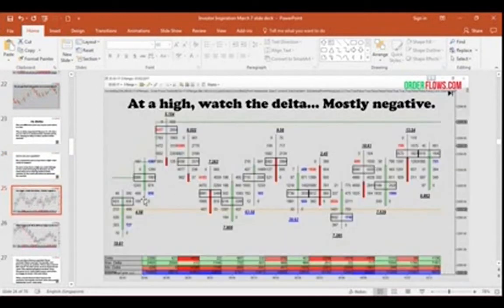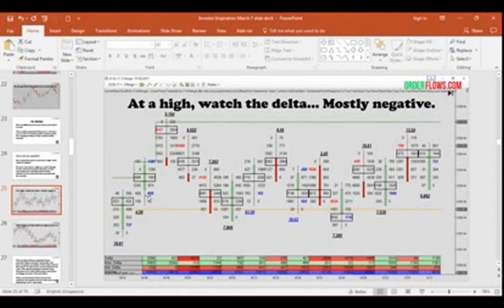So where is delta on an order flow chart? Delta is a number at the bottom. You could have it on some software, you could get it printed above or below the bar, but in general, it appears along the bottom. Most software has it along the bottom, and it's going to be a number. It's going to be positive or negative. Positive will be a green color. Negative will be a red color.